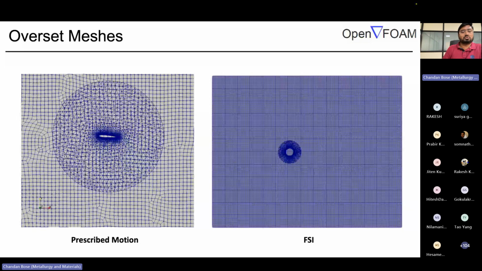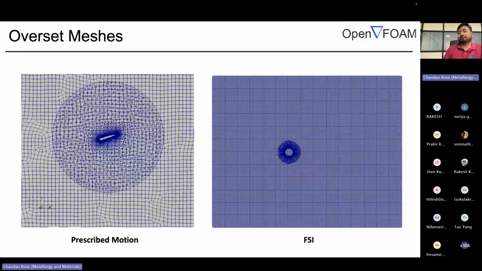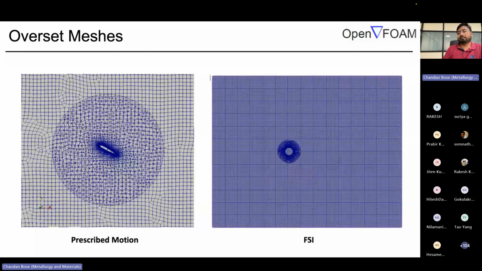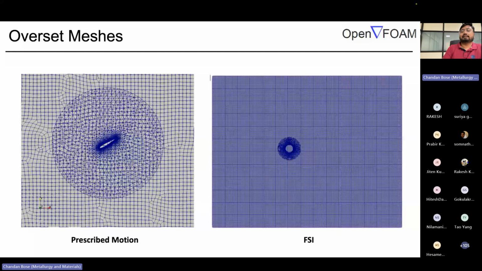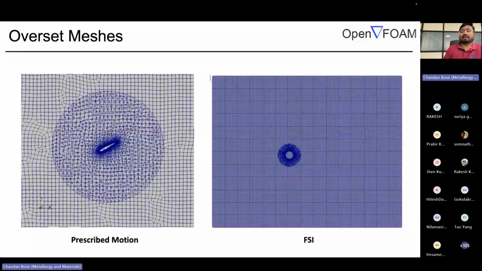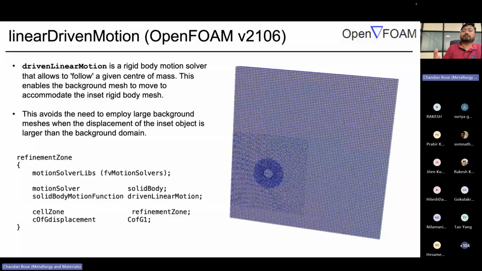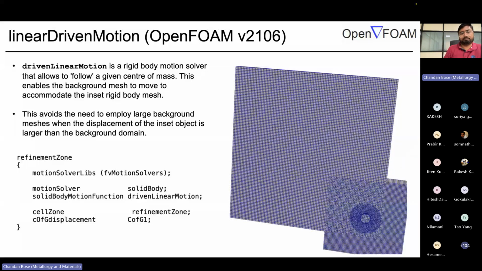Right. So these are two examples of prescribed motion and FSI, or vortex induced vibration of the cylinder, using the overset mesh motion. And I think you can understand here that we apply this motion to a cell zone, in contrast to a patch, which we used to do for mesh morphing. And here, another interesting feature of OpenFOAM, I'll just mention, is called linear driven motion, where we can actually move a refinement zone along with our body to get higher resolution by applying linear motion to a background refinement mesh.